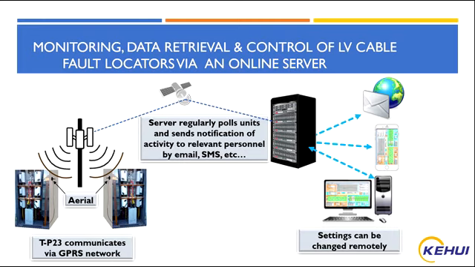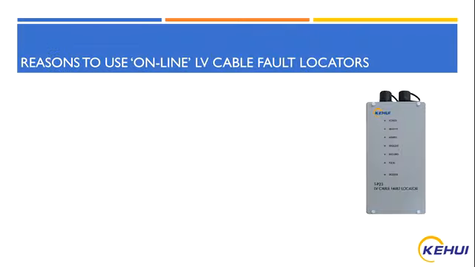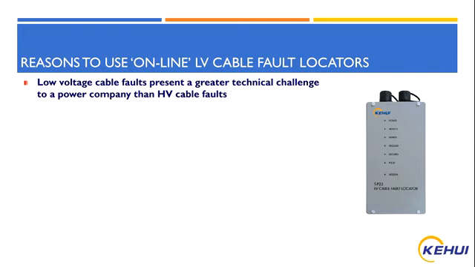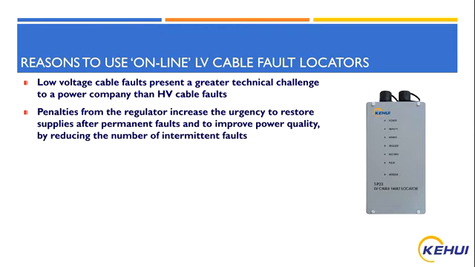In summary, there are many reasons to use online low-voltage cable fault location systems such as the TP23. Low-voltage cable faults present a far greater technical challenge to power companies than their high-voltage equivalents. Penalties from the regulator are making it increasingly urgent to restore supplies after permanent faults and to improve power quality by reducing the number of intermittent faults.